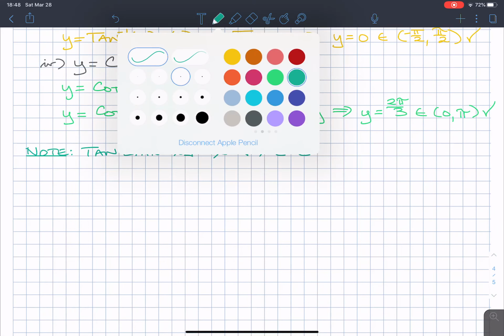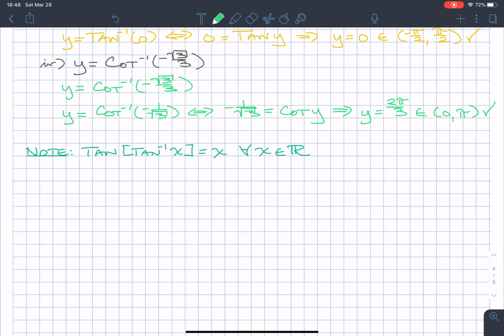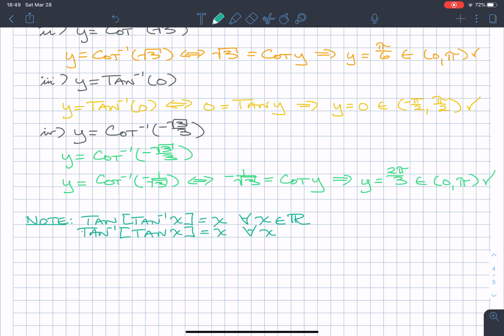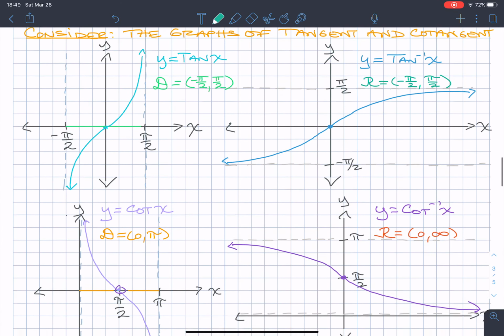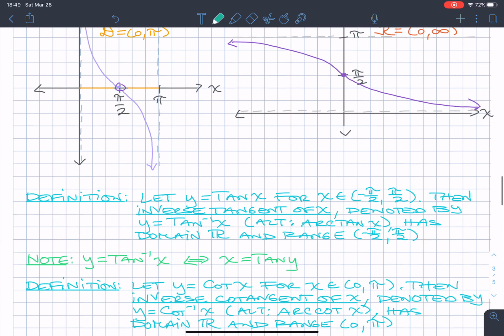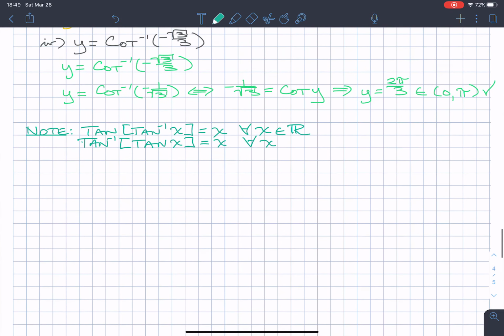Okay. However, if I do tangent inverse of tangent of x, well, that's x, but now I do have to restrict my domain. Because I'm evaluating regular tangent of x first, note that regular tangent of x has been bound between negative pi over 2 and pi over 2. So this is for all values of x between negative pi over 2 and pi over 2.